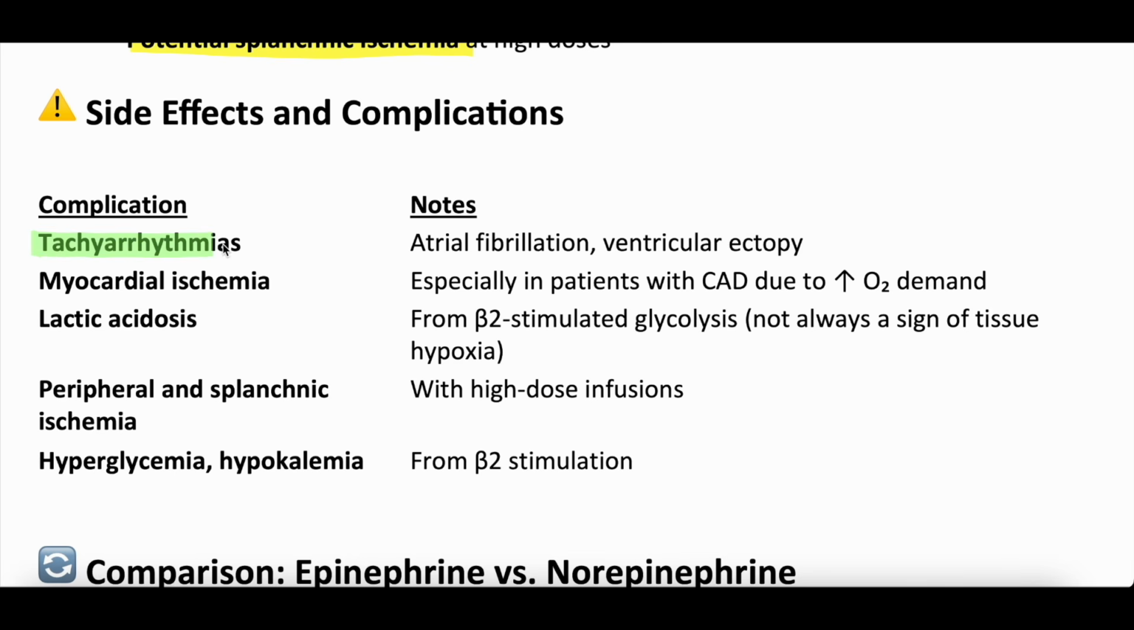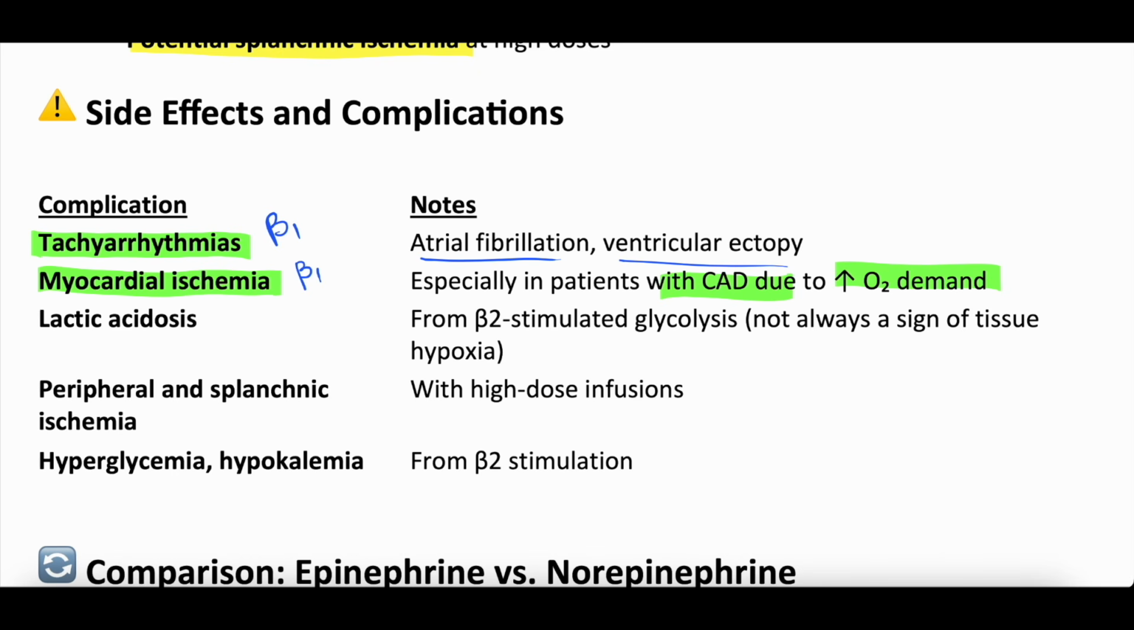So we already talked about tachyarrhythmias. Because of that beta 1 effect of epinephrine, you get more atrial fibrillation, more ventricular ectopy. It also can cause more myocardial ischemia because with the beta 1 effect, you're asking that heart to squeeze harder and harder and harder. And while it's doing that, that heart is using more oxygen and it needs more blood flow. So if patients have coronary artery disease, it can increase oxygen demand and cause some degree of myocardial ischemia, just from a global inability to get enough blood flow to the myocardial tissue.